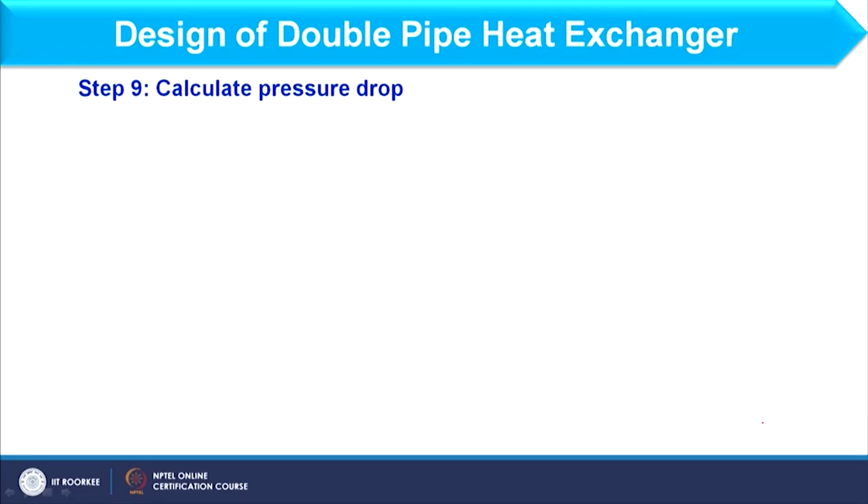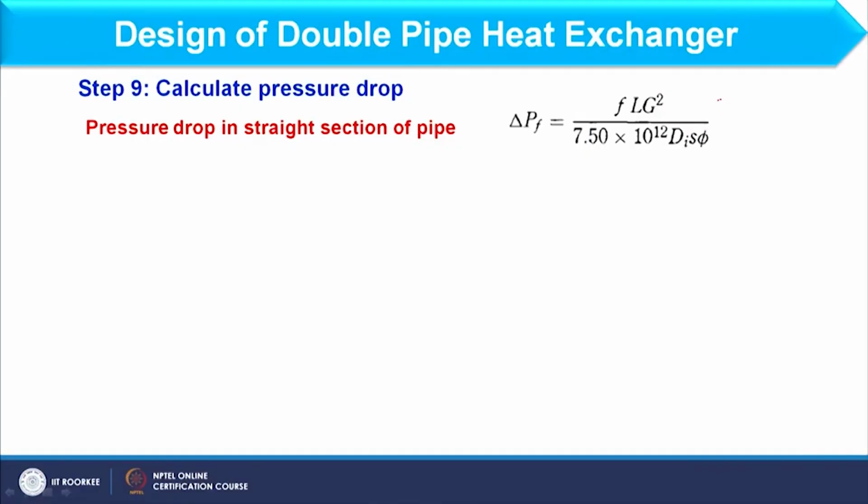And now we will calculate the pressure drop in the double pipe heat exchanger. As far as this pressure drop is concerned, in a double pipe we have two sections. One section is the straight section of the pipe, and the second section is the bend when I am considering the hairpin. So, we have to consider the pressure drop in a straight pipe and the pressure drop in the return pipe or the bend pipe also. First, let us focus on the pressure drop in the straight section of the pipe.